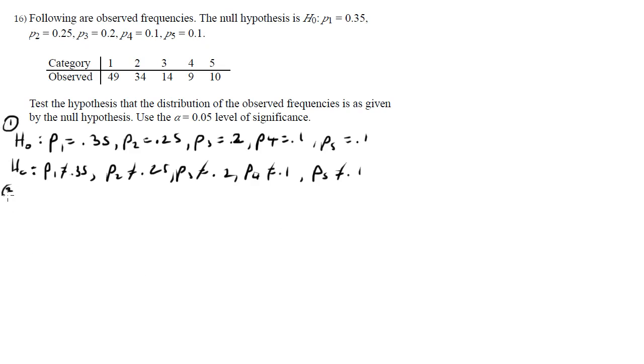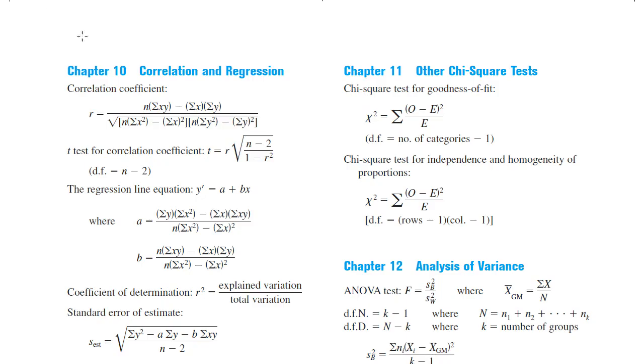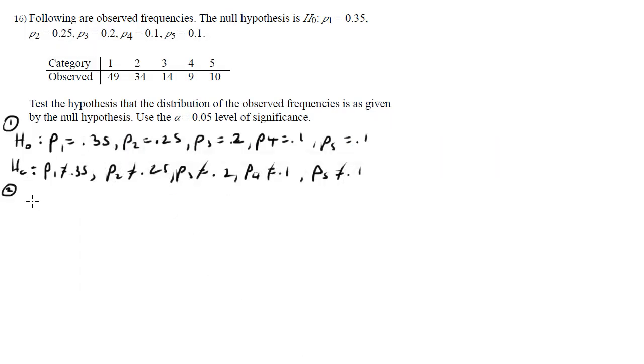Step 2. What's step 2? Calculate the critical value. So if I go back to my formulas, the degrees of freedom is the number of categories minus 1. I have 5 categories minus 1, so degrees of freedom are 4. 4 degrees of freedom, 0.05 level of significance. Let's get that critical value.